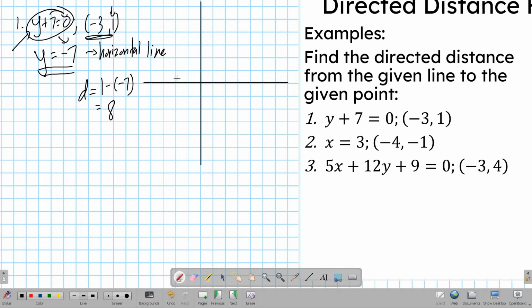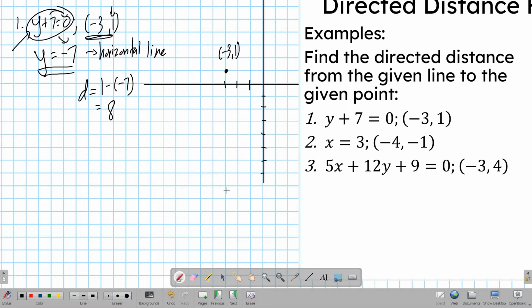So, the point negative 3, 1 is this one here. That's the point negative 3, 1. While the line y equals negative 7, wait, let's fix the graph. I fixed the coordinate axis so that 1, 2, 3, this is where negative 3, 1 is, but y equals negative 7, 1, 2, 3, 4, 5, 6, 7, here. There you go. This is the line y equals negative 7.